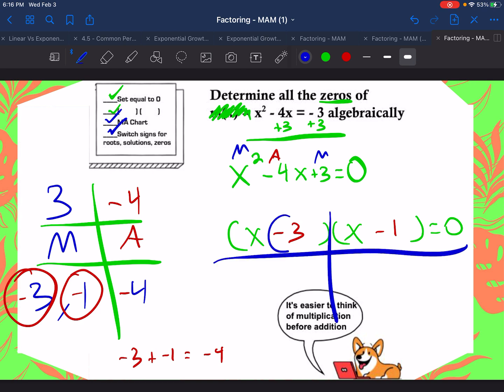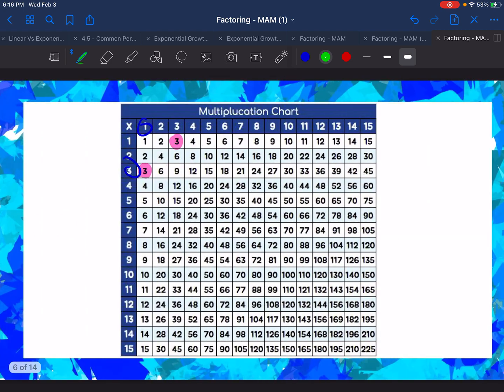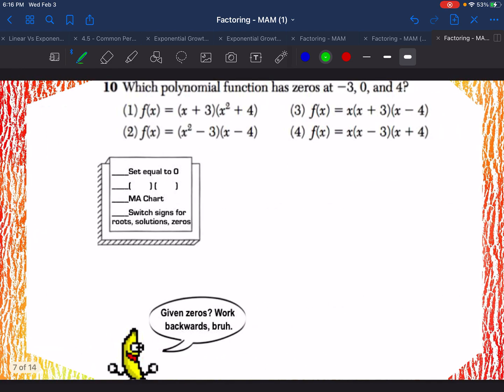If I want to switch the sign here, what's the opposite of -3? Well, then I'm going to get +3 as my solution. What would my solution be for this factor? +1. That's it. So we did one just like this last time.